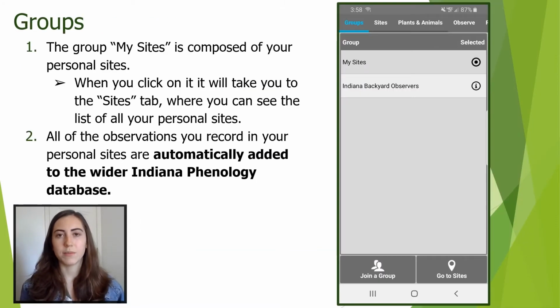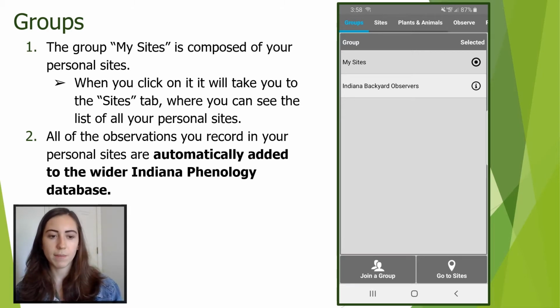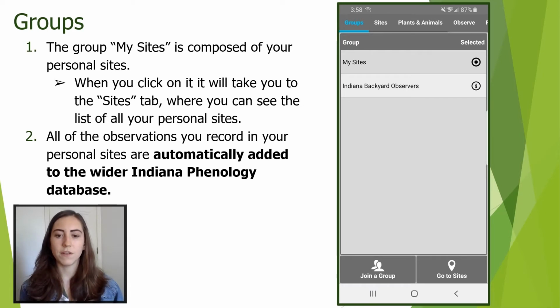One way to start making observations on the app is through the Groups tab. This tab shows you what groups are available to you to make an observation for. You automatically belong to your own My Sites group, which is, as it says, just a group that has all of your personal sites compiled in one place. Tap on the name of a group to confirm you will make an observation for that group, or leave it filled in if it's already filled in. If you tap on your group name, the app will send you to the Sites tab, which we'll cover in the next slide.